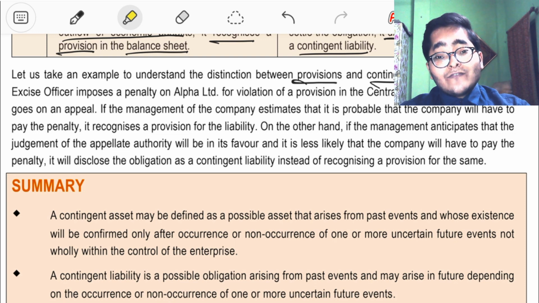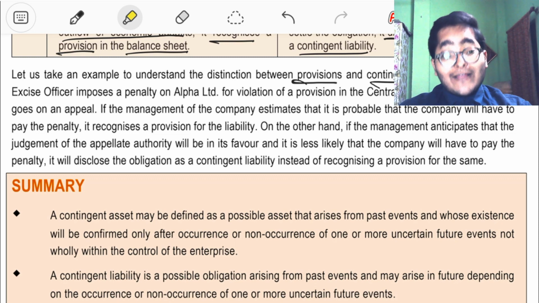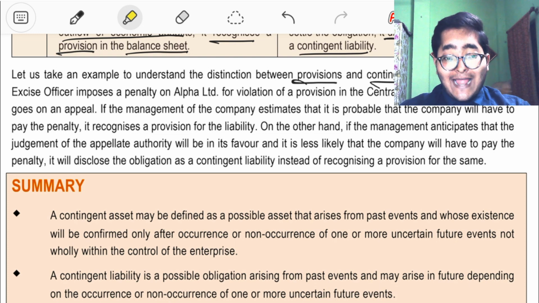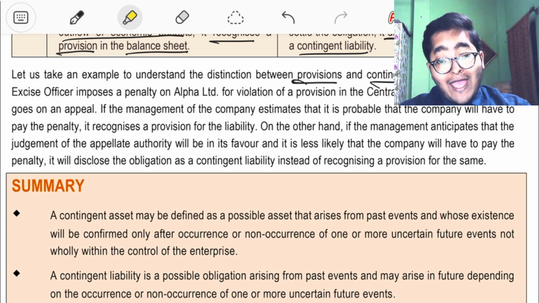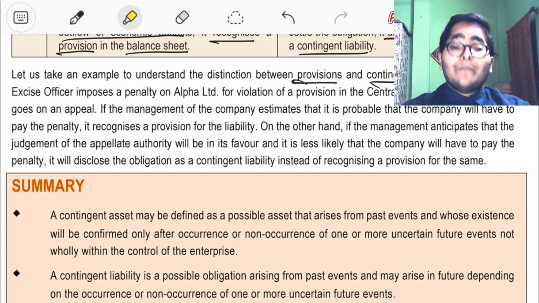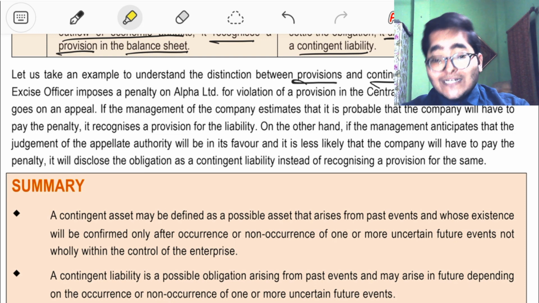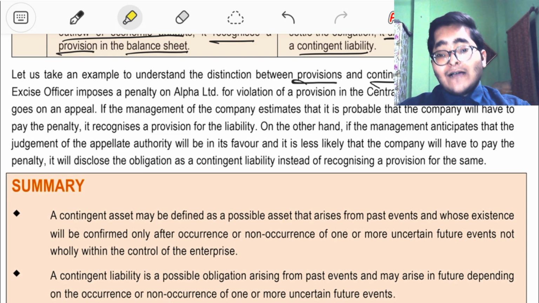If the management of the company estimates that it is probable that the company will have to pay the penalty, it recognizes a provision for the liability. On the other hand, if the management anticipates that the judgment of the appellate authority will be in its favor, and it is less likely that the company will have to pay the penalty, it will disclose the obligation as a contingent liability instead of recognizing a provision for the same.